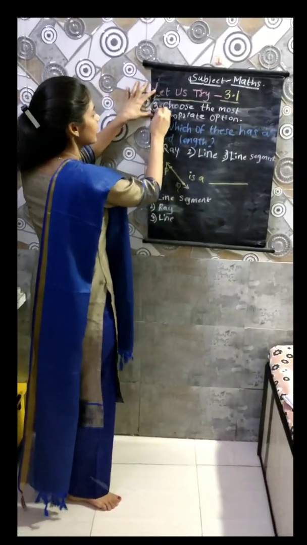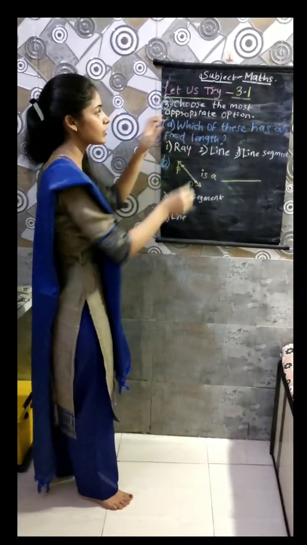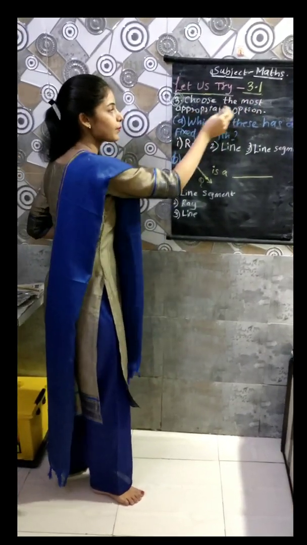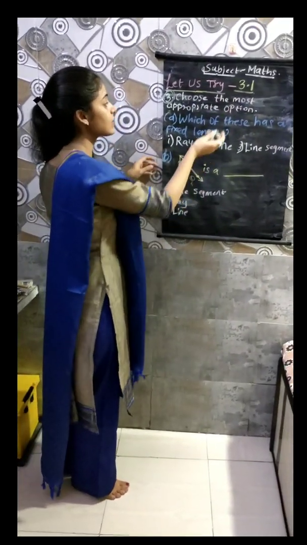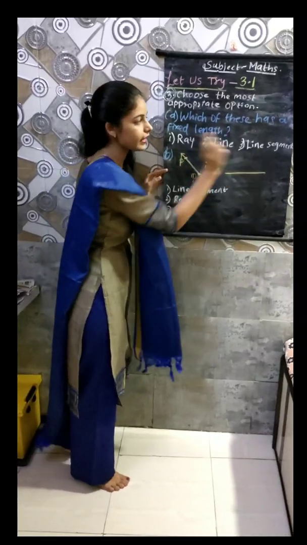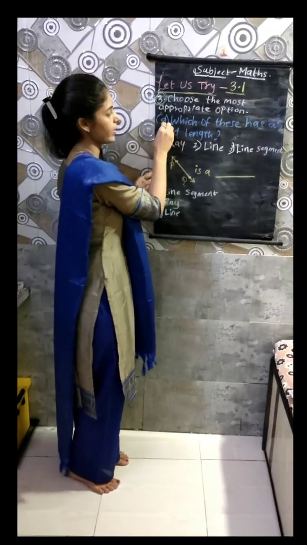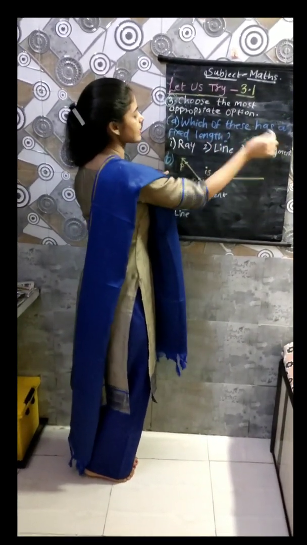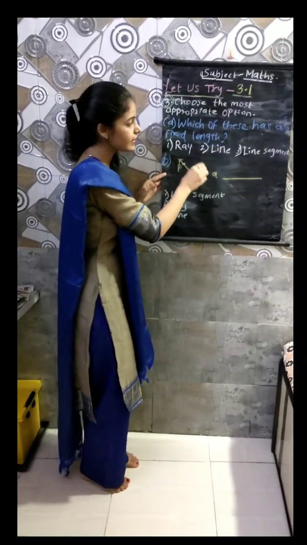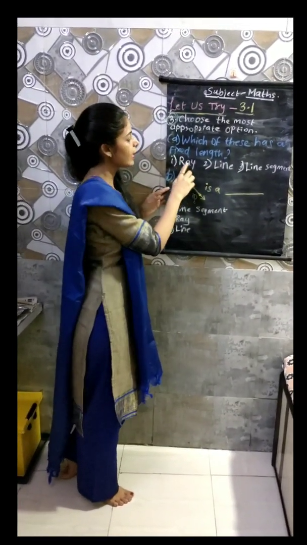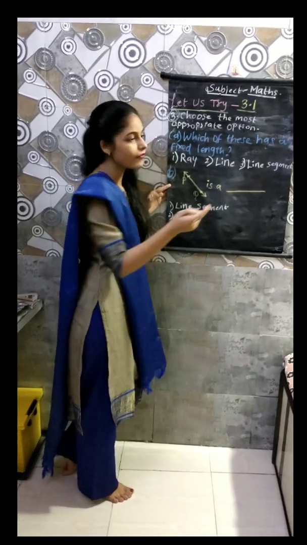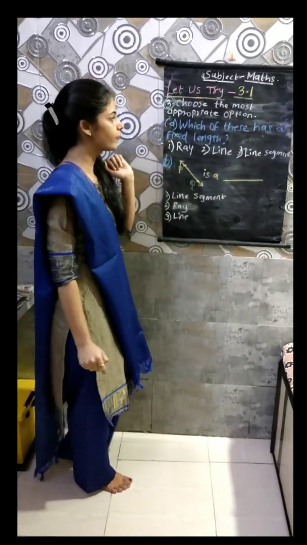Move ahead, question number 3. In that you have to choose the most appropriate option. This means you have to choose the correct option. Number 1: Which of these has a fixed length? In this we have to find out from these 3 which of these has a fixed length.